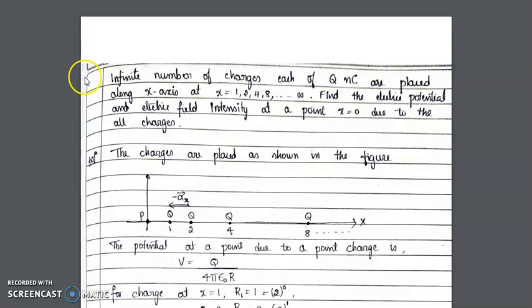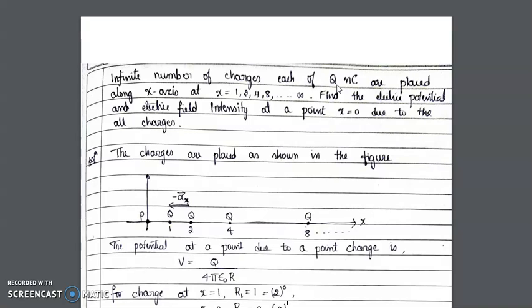Now, how many charges are there? There are an infinite number of charges. Each has a magnitude of q nanocoulomb, and each charge is placed on the x-axis.